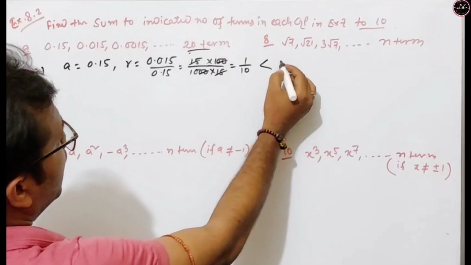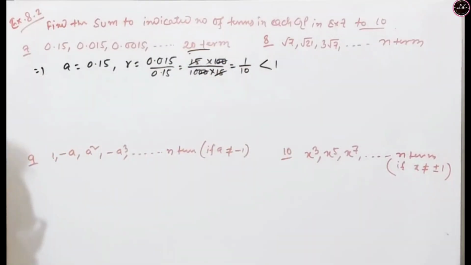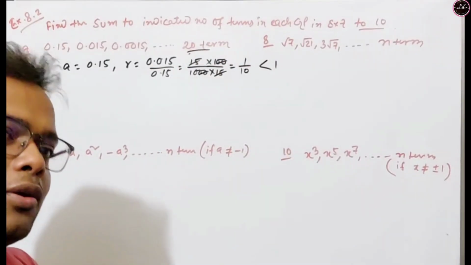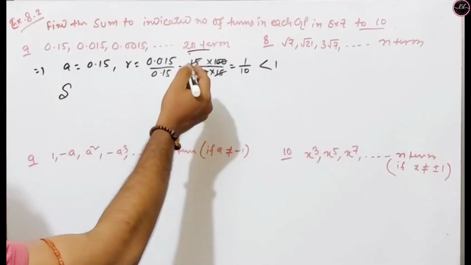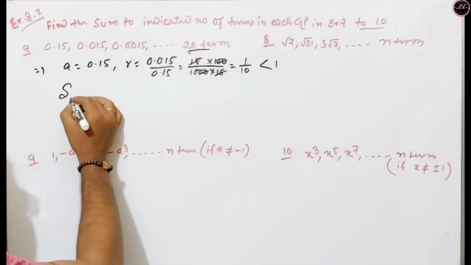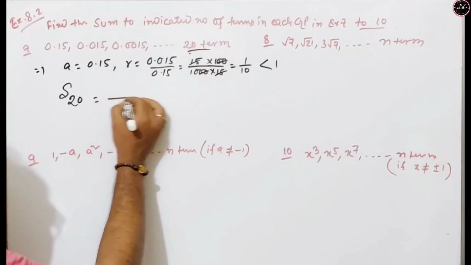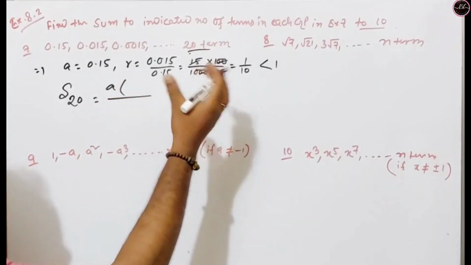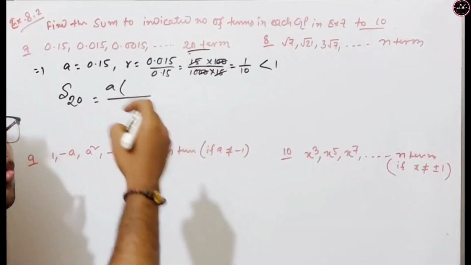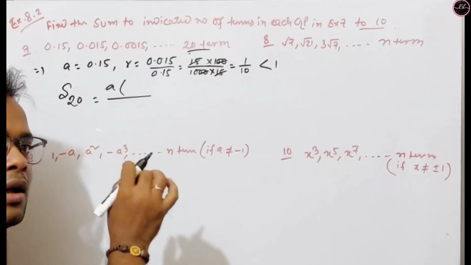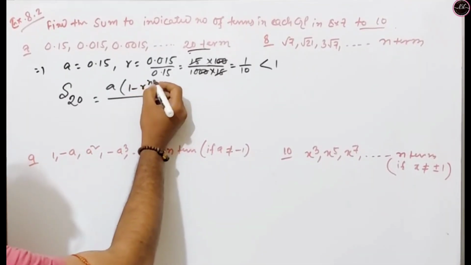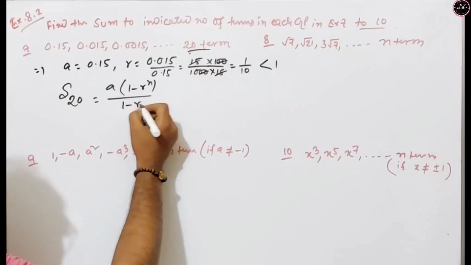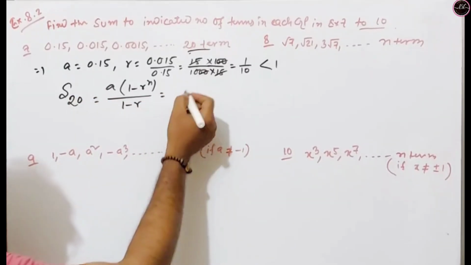Okay, that means r less than 1. So we use the formula Sn. The sum up to 20 terms, that means S20 equals a into (1 minus r to the power n) divided by (1 minus r), since r is less than 1. So just put the value here.